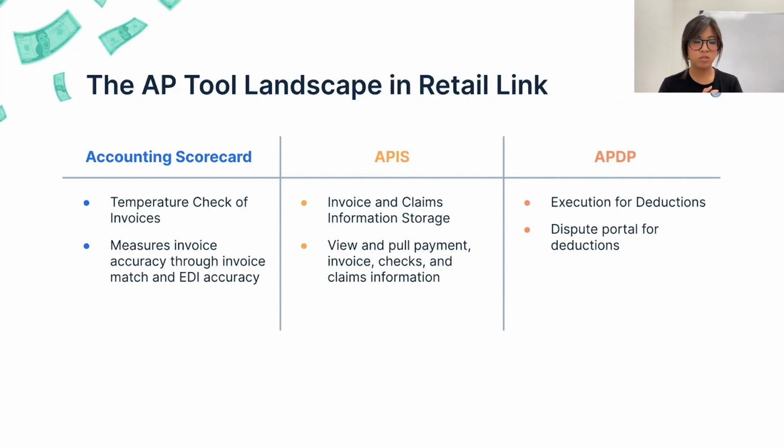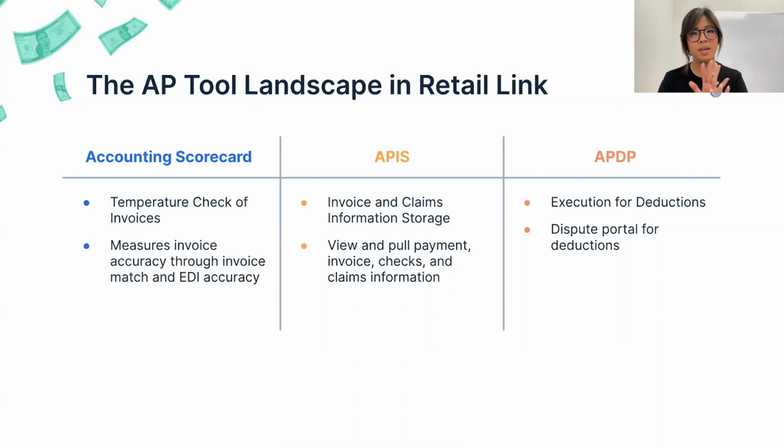So first one is the accounting scorecard. This is a lesser known one, but I think it's a really great temperature check when you're looking at your invoices. It looks at invoice accuracy as well as EDI accuracy. This is really helpful, especially when you're looking at allowance and pricing issues. You want to make sure that whatever you are sending over as an invoice to Walmart matches what Walmart is expecting to receive and see. A lot of times if we're working with teams that have a really high rate of allowance or pricing issues in their deductions, we point them to the accounting scorecard first.